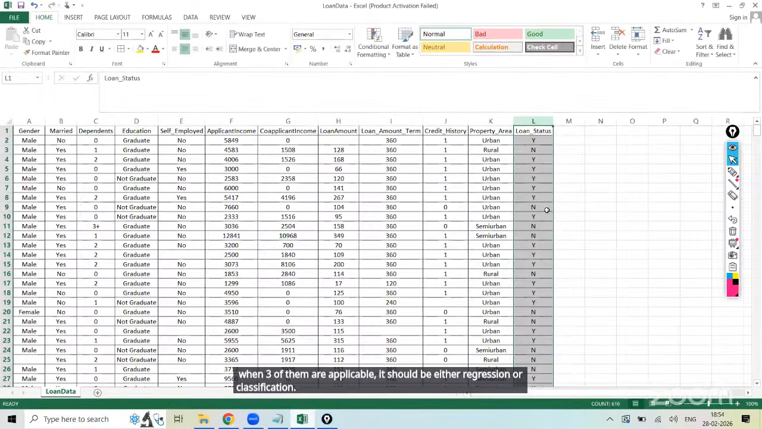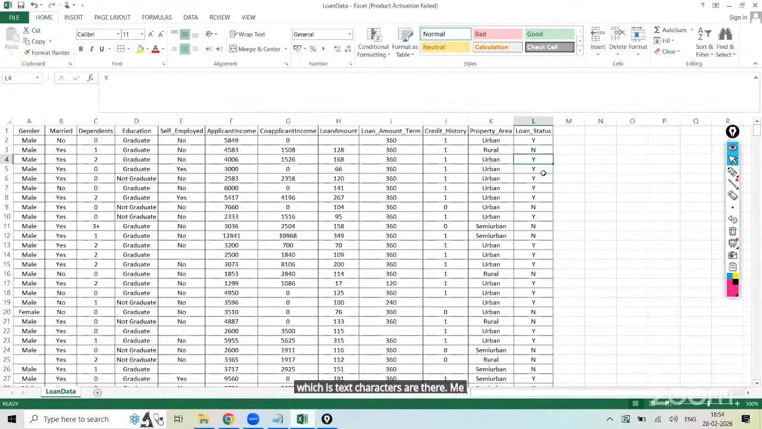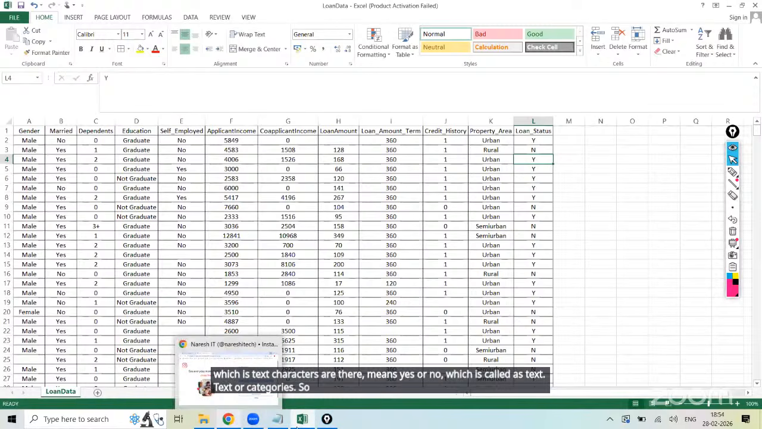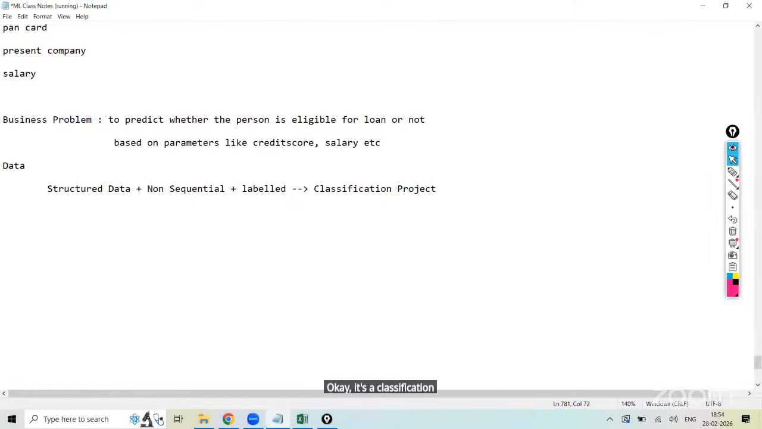Now, in my output, whether the person is eligible for the loan, what values are there? Y and N, which are text characters, meaning yes or no, which is called text or categories. So since the output is categories, what type of project is it called? A classification project. Like that, we have to conclude what the type of the project is. Okay, it is a classification project. Like this, we are going to conclude.